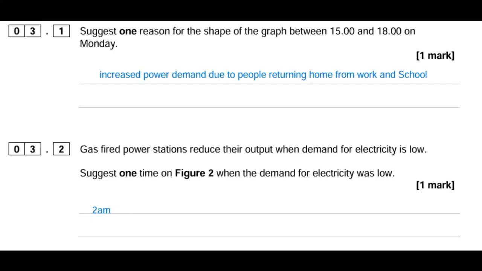And for 3.2, you just look at the point for the graph which has the lowest. I put 2 a.m. They would have accepted anything from midnight to 4 a.m.